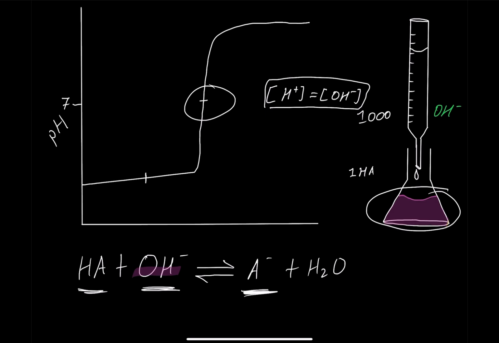Anything more than this means that there's more OH minus, right? Because at this point, we would have used up all the H plus, and now we're just adding more OH minus, and that's what causes it to have this massive spike and become more basic, which just makes sense.